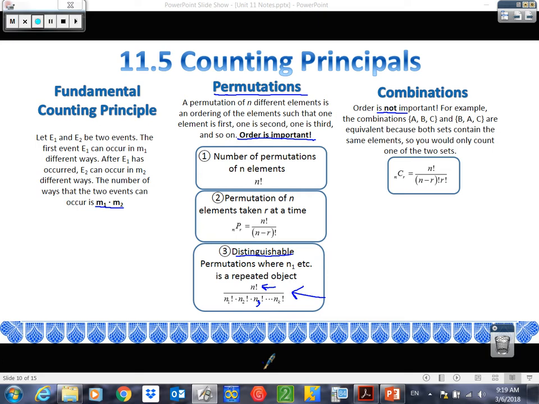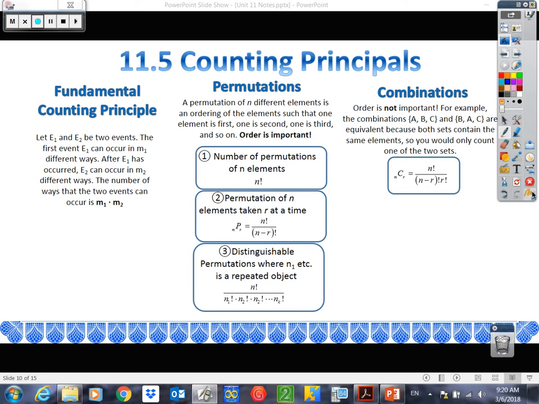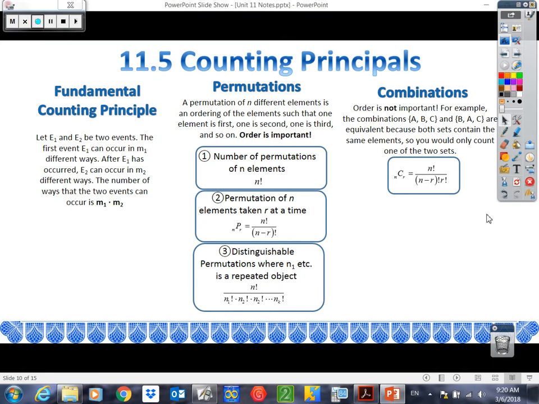All right, questions before we go to the examples? No, this one we would need to memorize. And I'm not going to require you to memorize these. You're just going to use your calculator for those. But this one you would need to memorize. All right, so let's go to our examples.